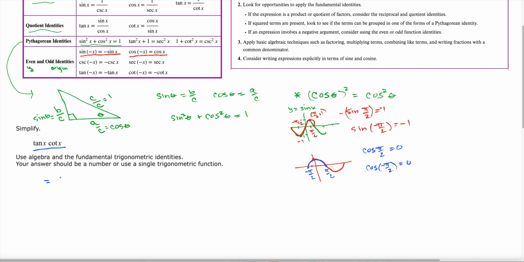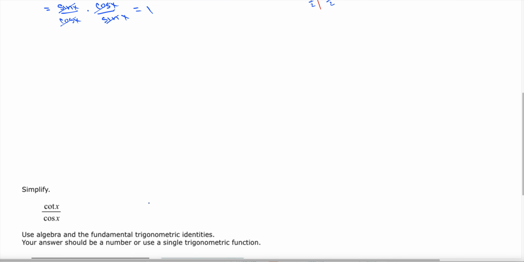I'm going to say, okay, instead of tangent, I'm going to write sine x over cosine x. And instead of cotangent, I'm going to write cosine x over sine x. And so when I do that, now just thinking about multiplying these fractions together, the cosines cancel, the sines cancel, so all I'm left with is 1. Let's consider another one.